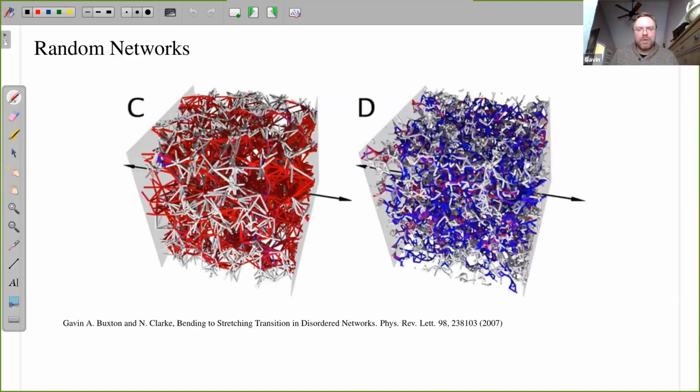Here's a model I did, which was looking at a random network in terms of the nature of the deformation. The one on the left has more interactions, and the one on the right has less connectivity. What you see is that when you have more connections, you have more stretching, and when you have fewer connections, you have more bending modes. So this is a stretching to bending transition that you find as you change the number of connections in these types of network models.